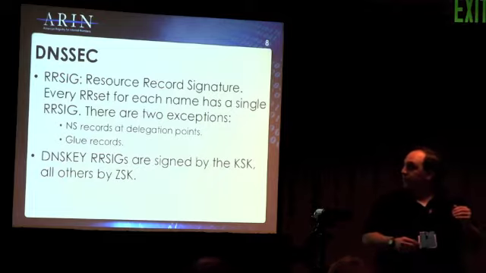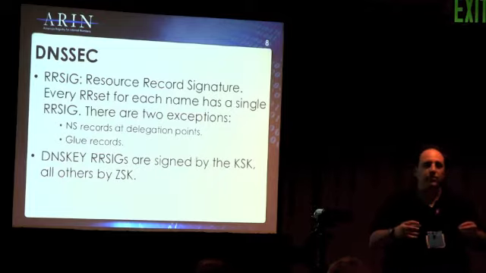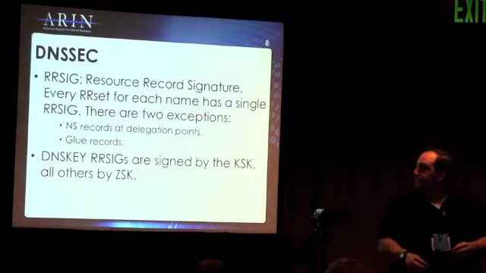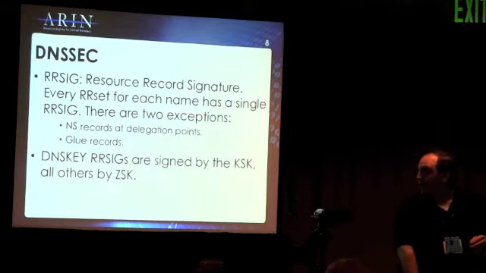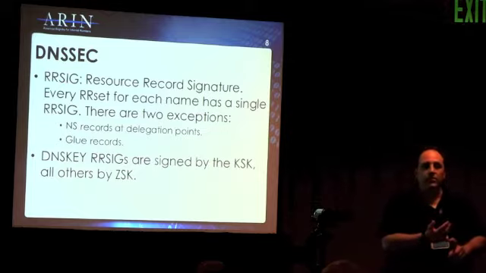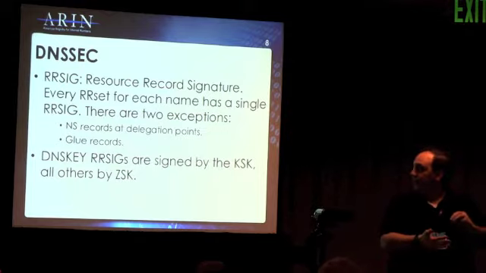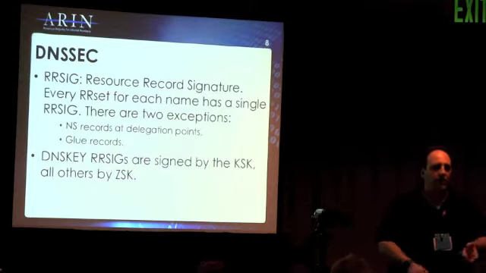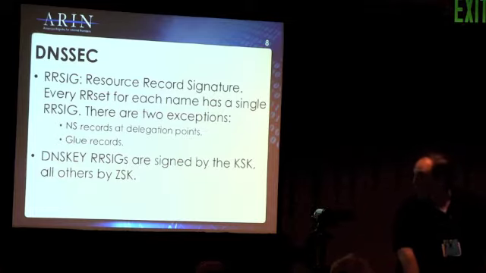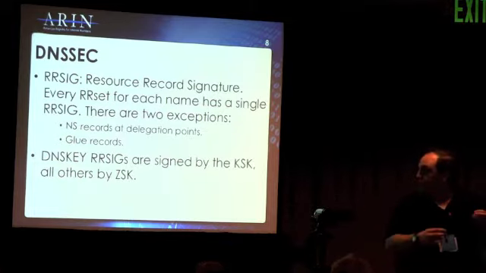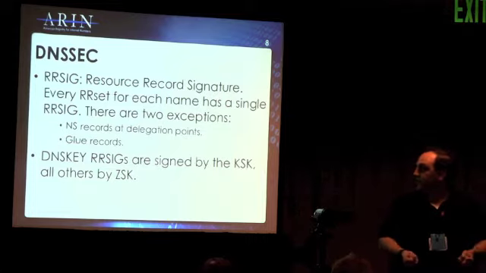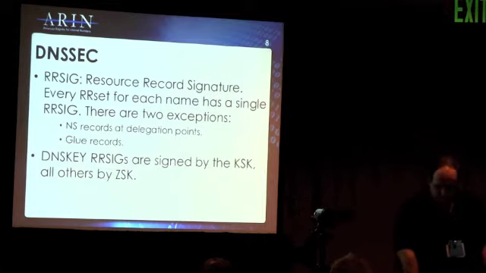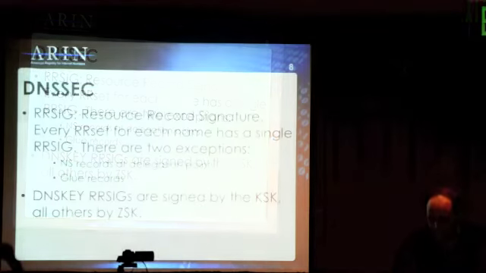RRSIG records are the signatures of each RR set within a zone. Only one RRSIG record exists for every name's RR set. They do not exist for NS records that delegate and glue records, since even though they exist in a zone, that zone is not authoritative for those records. DNSKEY RRSIGs are signed by the key signing key. All other RRSIGs are signed by the zone signing key, generally. They don't have to be.